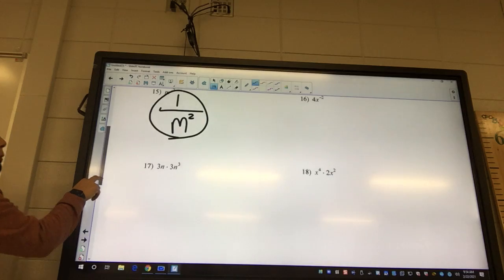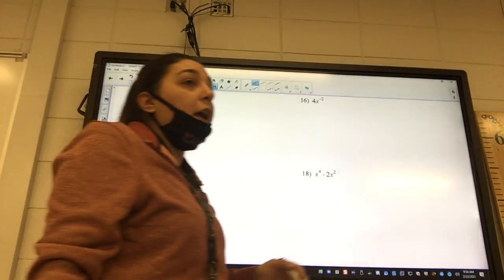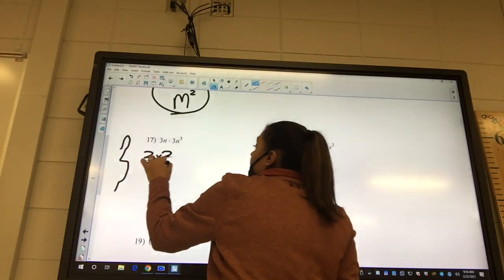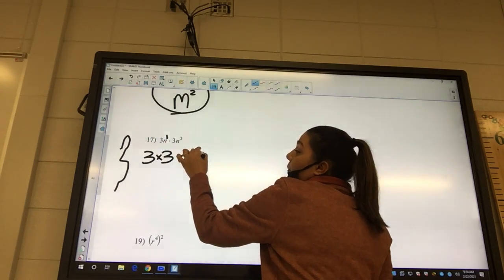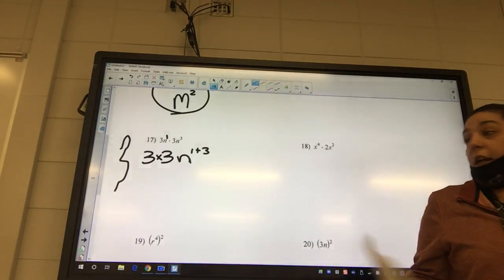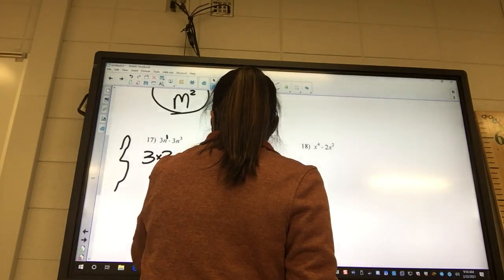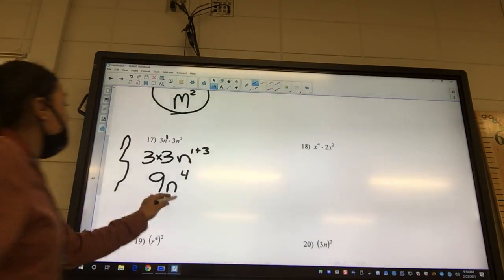Okay, look at 17. What type of rule is that? Product. Yeah, it's a product rule, and so we need to add the exponents. Okay, we multiply the bigs, add the littles. So it's going to be 3 times 3, n to the, and we really have a 1 plus 3. Okay, so 3 times 3 is going to give me 9 for the front, n to the 4th. Okay, do we have any negatives? Do we have any zeros? No, so we're done.